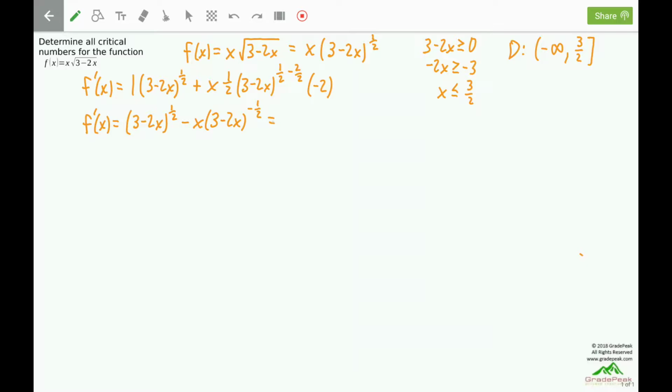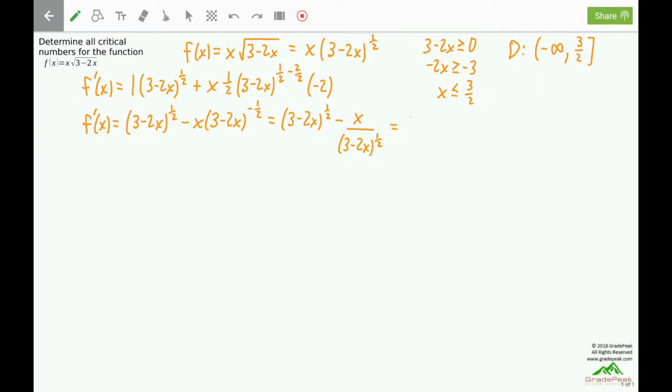Since we have a negative power, we will move that to the denominator to make it a positive power. So the x will stay in the numerator, and the 3 minus 2x has moved to the denominator to become a positive 1/2 power. At that point, we have a term that is a fraction, and if the derivative ever has one or more terms that are fractions, we have to get a common denominator between all terms and combine it into a single fraction to find critical numbers.